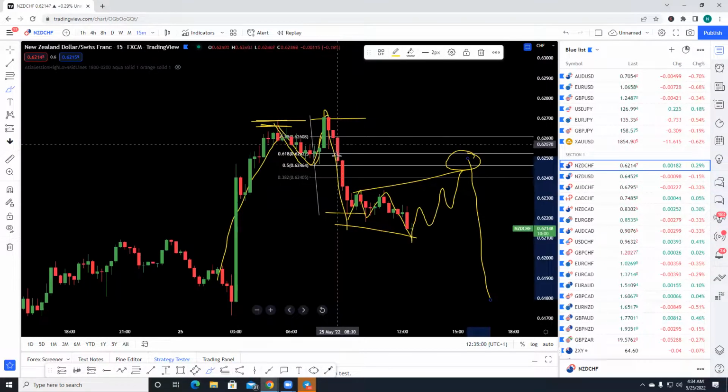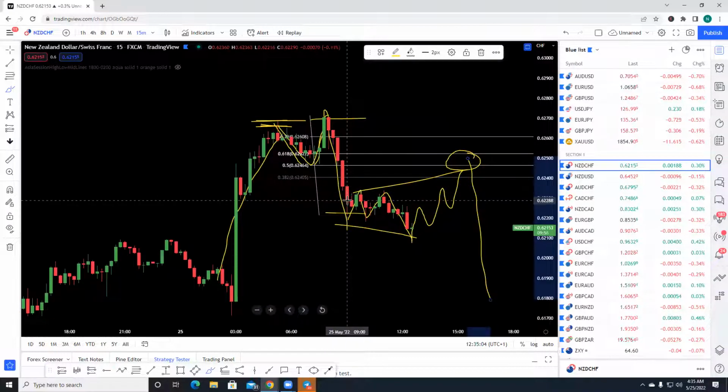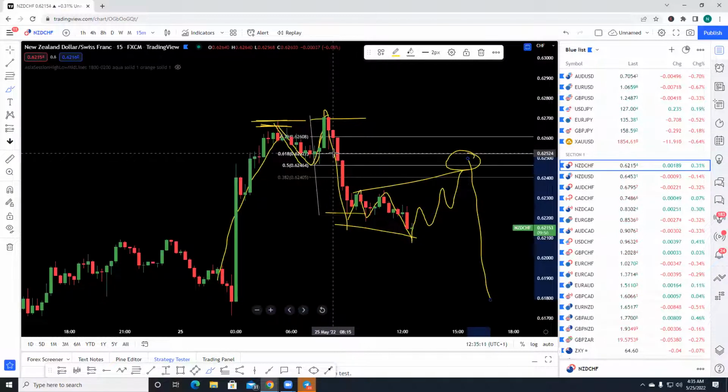Look at this candle, big red. So there are big sell orders that were sent to the banks. All right, at this level, 62.50.